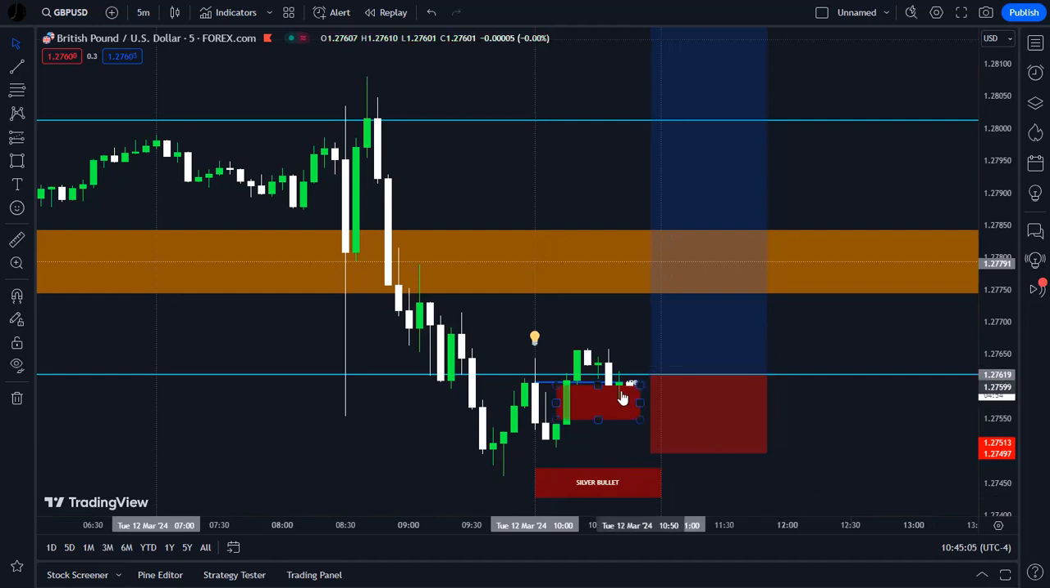So yeah, I love how the candles are closing above this gap. And that's good. That's really, really good.